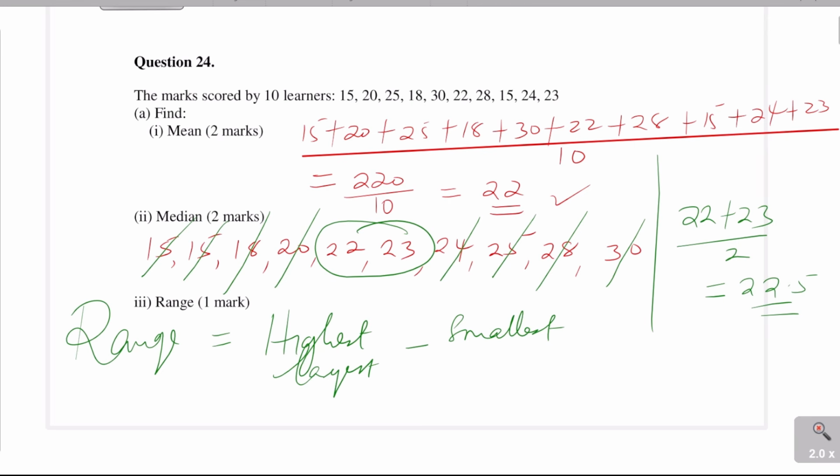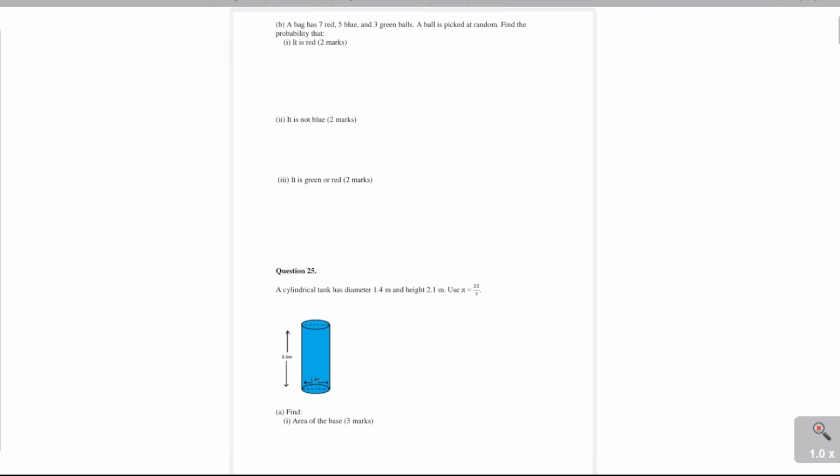So what is the largest? The largest figure in this set of data is 30. Then subtract the smallest, that is how you get the range. Or you can talk of maximum minus the minimum. So the smallest is 15. So 30 subtract 15, you get 15. 15 is the range, the difference between the largest and the smallest.